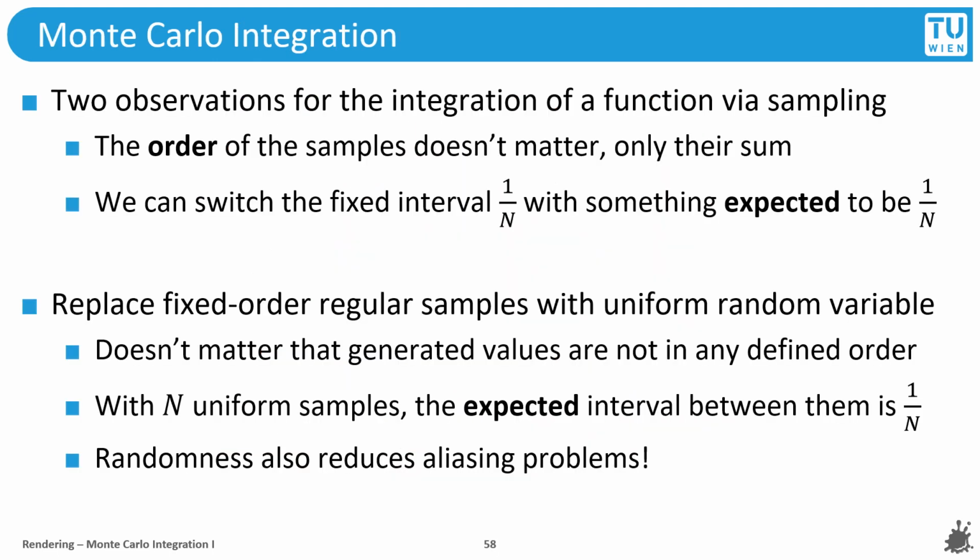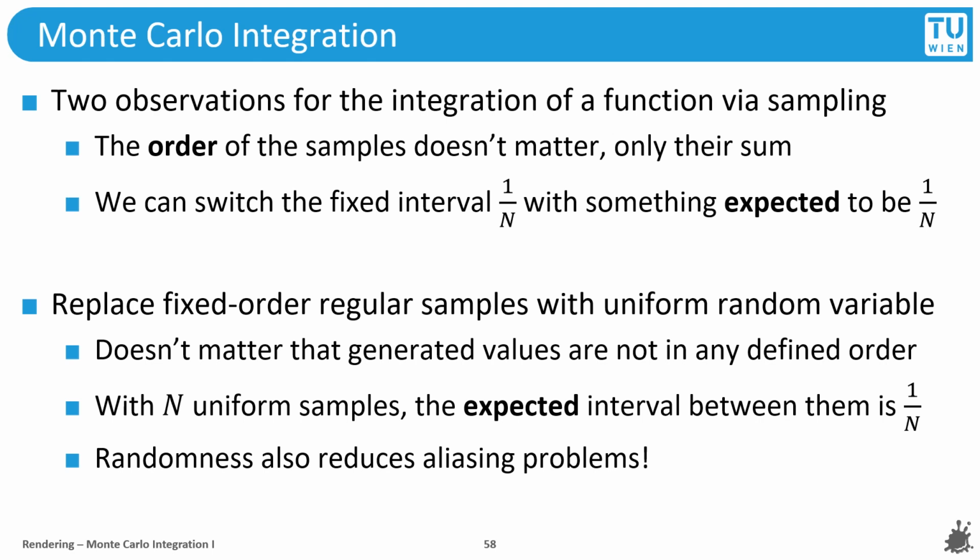If we try to optimize the initial approach with regularly spaced samples, there are 2 observations that we can make. First, the order in which we take samples does not matter, because what we are looking for is only the sum of rectangular areas under the curve. Second, we can switch the fixed interval with something that we expect to be close to a fixed interval. And this is exactly the case for a uniform random variable.